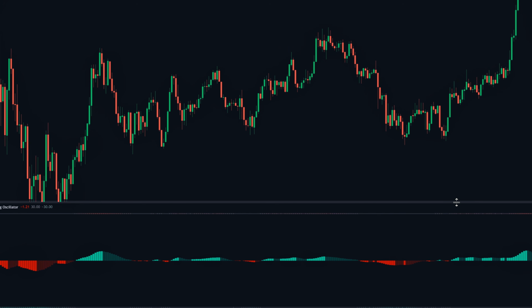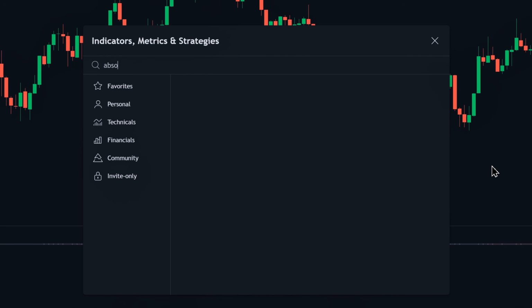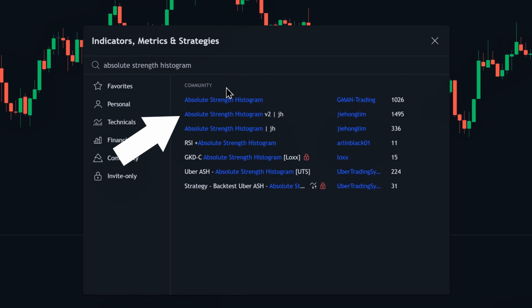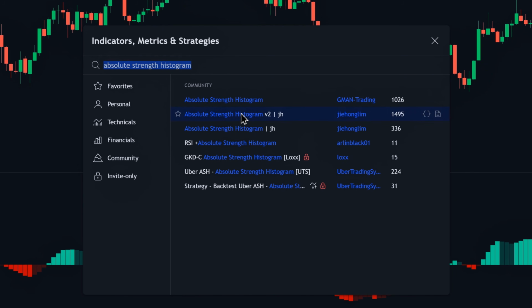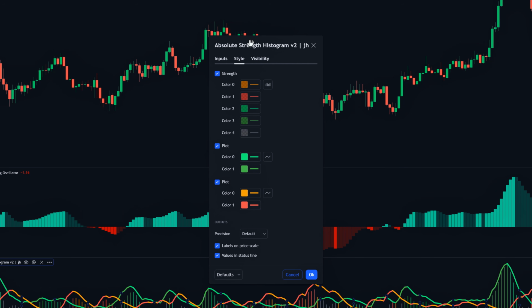Now, in order to use this indicator to trade, we're gonna need to add an extra indicator to our chart. It's called Absolute Strength Histogram. This one created by Jai Hong Lim. Then double-click on it so we can change some features.